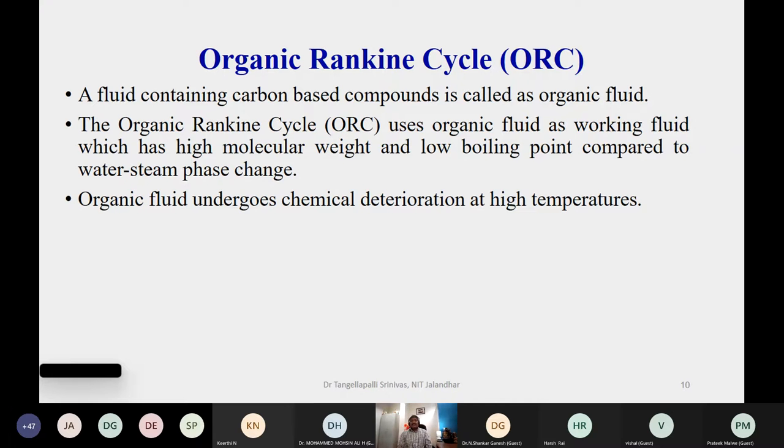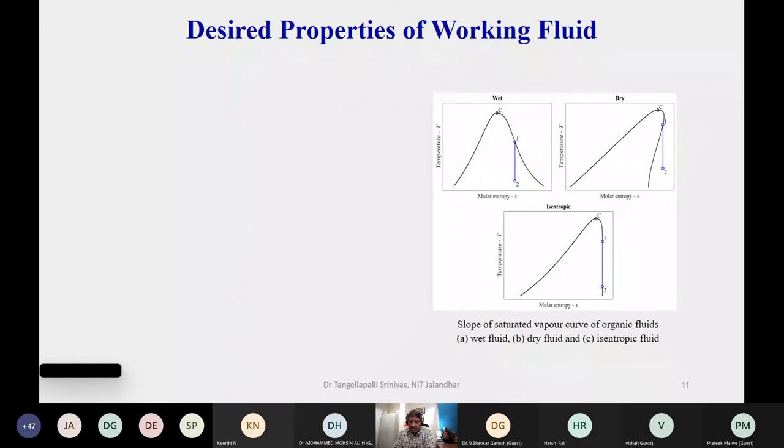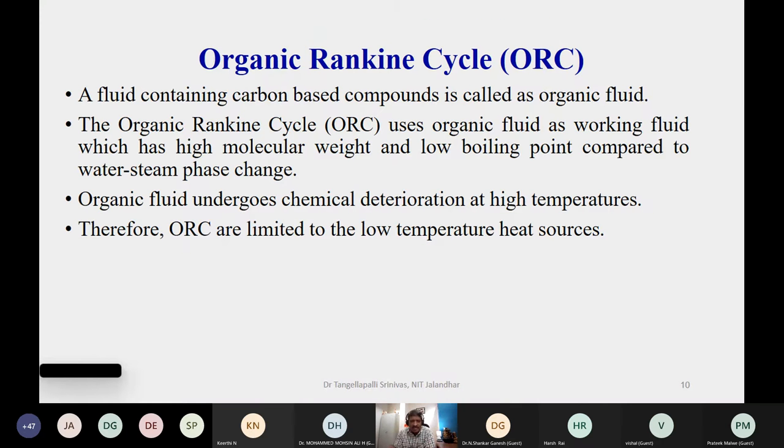This organic fluid undergoes chemical deterioration at high temperature. This is a drawback, but this is not the issue. We are not designing this organic Rankine cycle at high temperature. We are designing the organic Rankine cycle at low temperature only. It's above 100 degrees centigrade only. That's why it's not a big issue for the organic Rankine cycle. It is limited to low temperature. One more practical issue is the availability of the equipment. Most of the equipment we have to import.